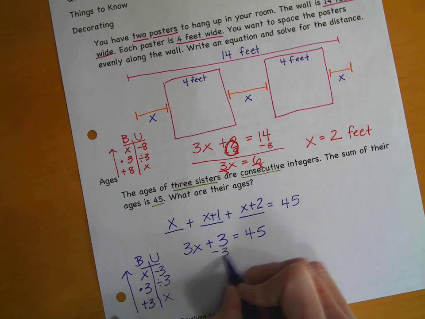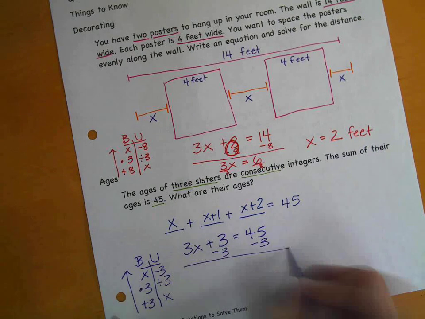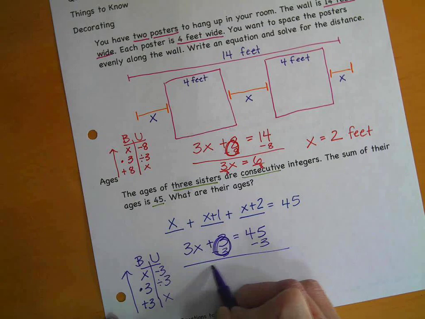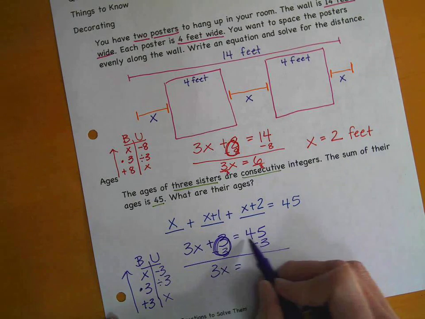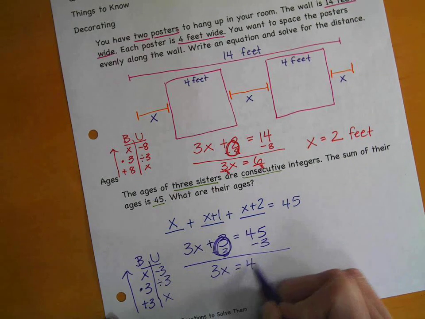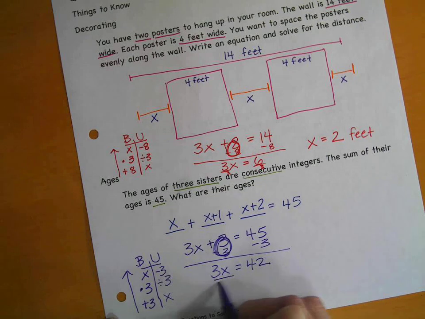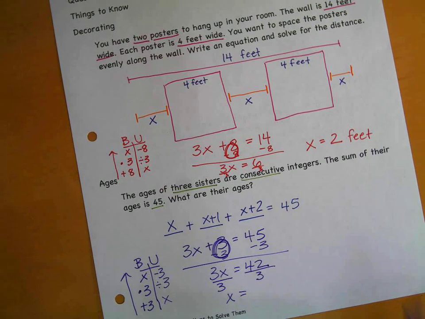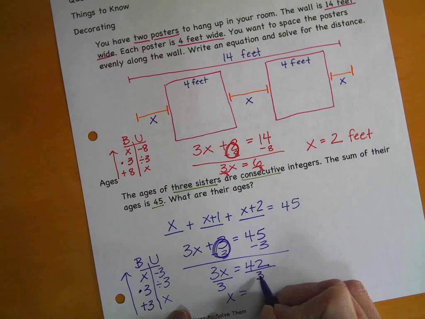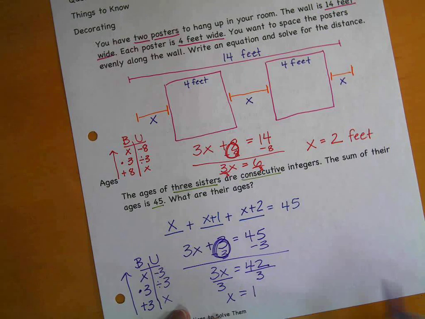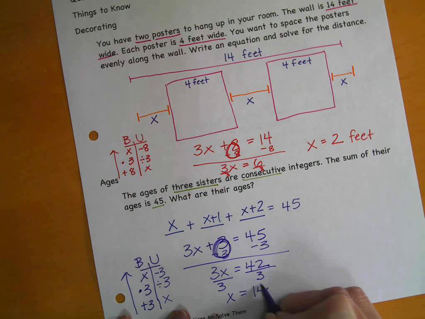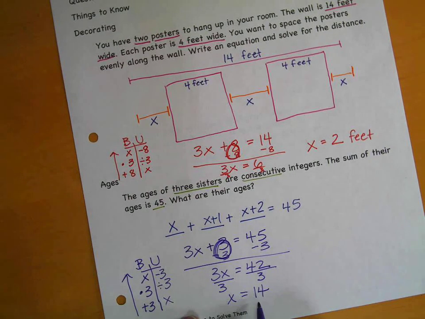Okay, first thing on the list, subtract 3 from both sides. Subtract 3 from both sides. 3 minus 3 is 0. 0 plus 3x is 3x. 45 minus 3 is 42. Divide this side by 3. 3 divided by 3 is 1x. And then divide this side by 3, because what you do to one side, you have to do the other. 3 goes into 4 one time with 1 left over. Bring down your 2 is 12. 3 goes into 12 4 times.